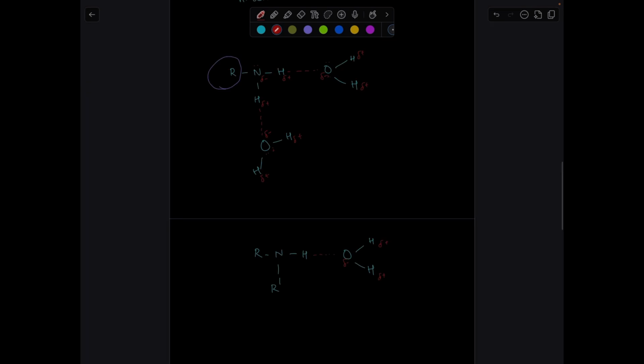Let's see a secondary amine. A secondary amine will have just one hydrogen available for hydrogen bonding. So we can imagine that it is going to be less soluble compared to the corresponding primary amine because the number of hydrogen bonds per molecule with water is decreased. Again, based on the bulkiness of the nonpolar hydrocarbons, the extent of solubility can decrease.